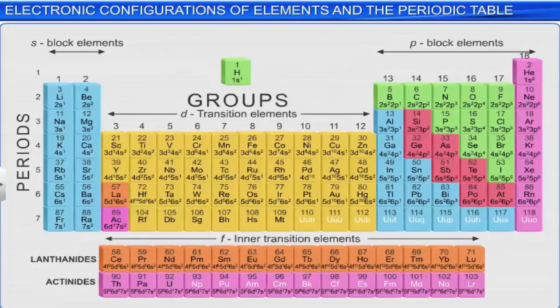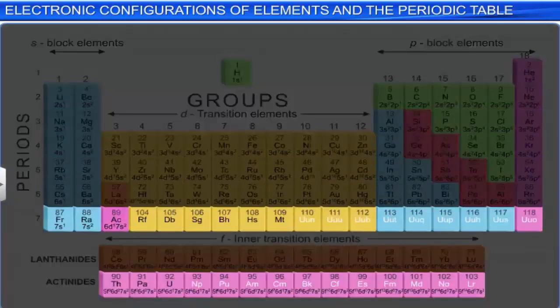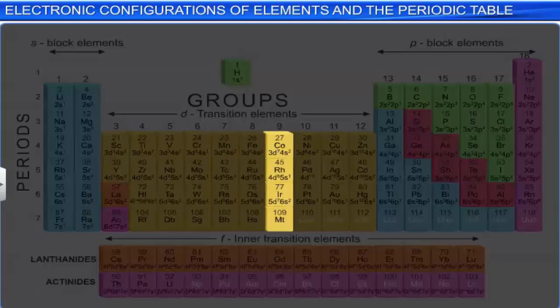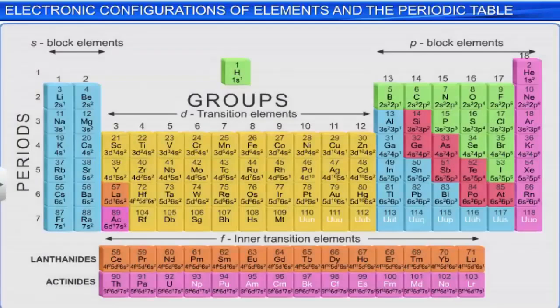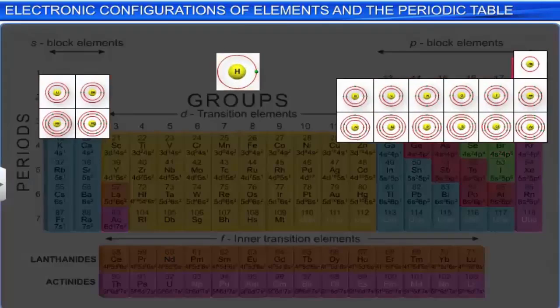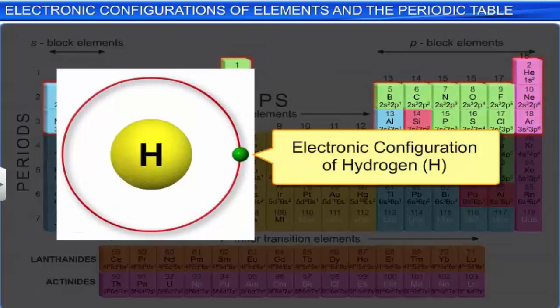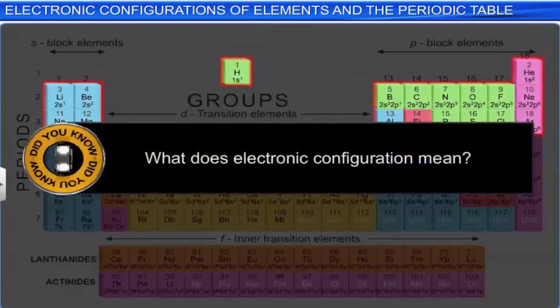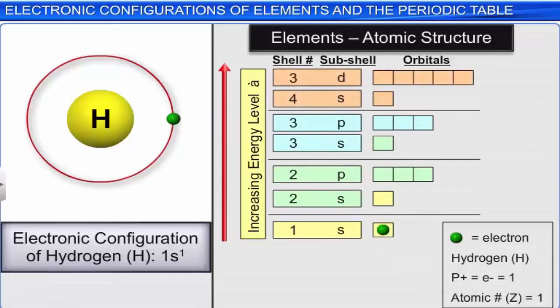It arranges all the known elements into 7 periods and 18 groups, based on their electronic configuration. Why use electronic configuration to decide arrangement of the elements? To find the answer to this question, let's first review what electronic configuration means. The term electronic configuration refers to the distribution of electrons in the shells and orbitals of an atom.